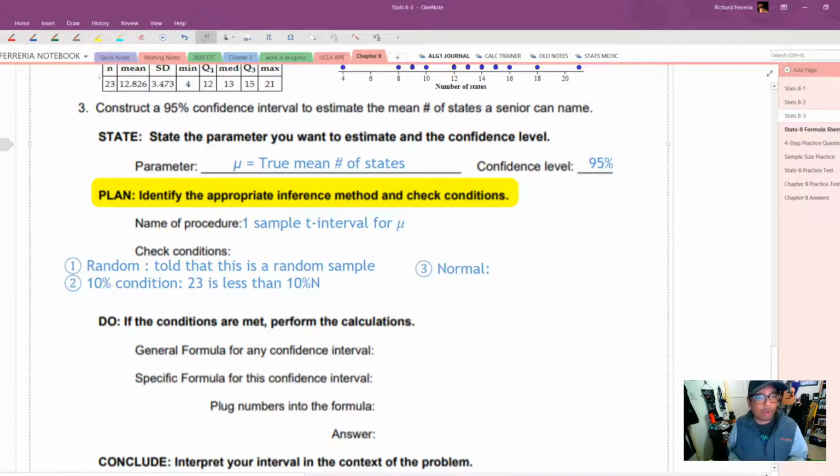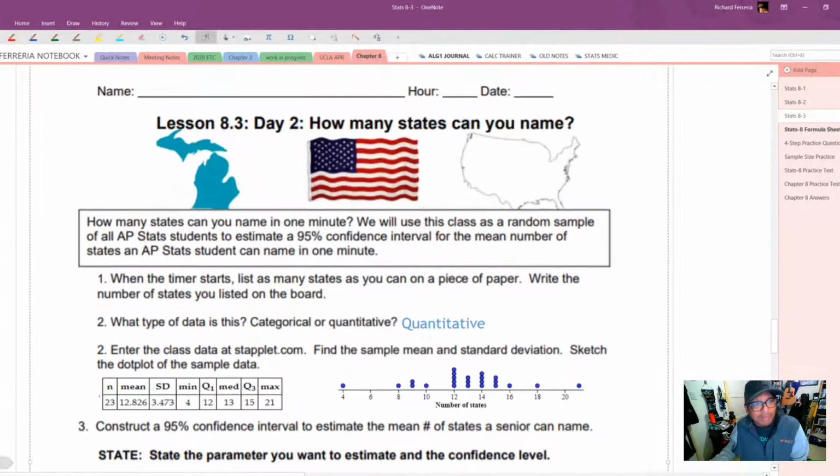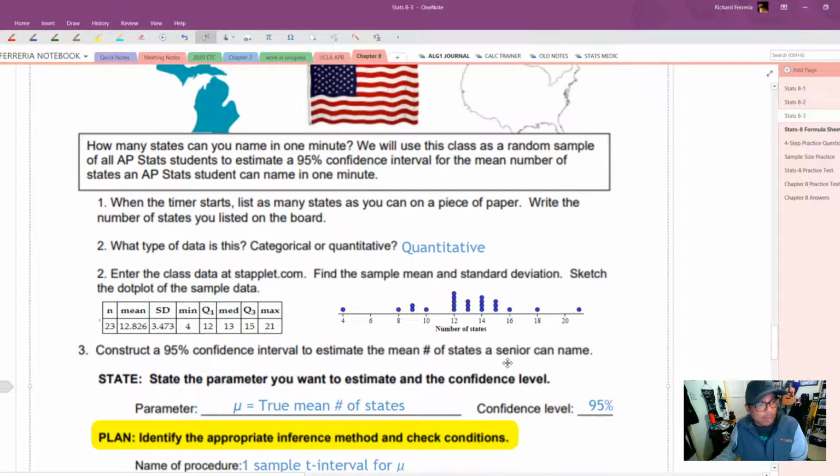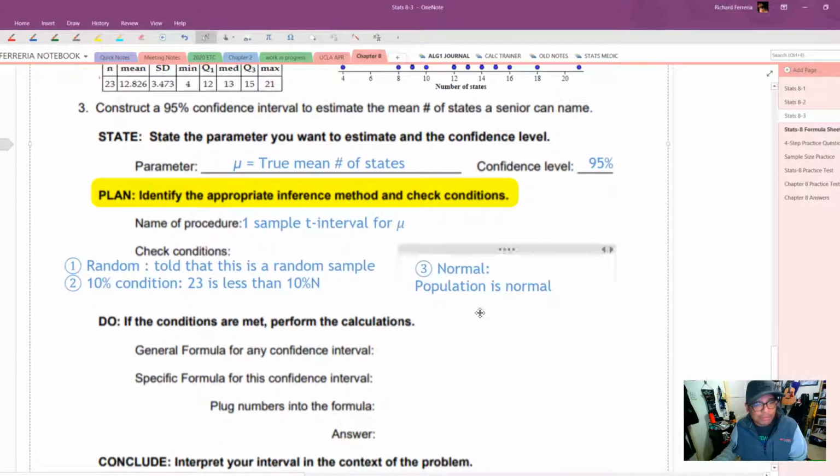Condition number 3 is a normal condition, which we can qualify in a couple of different ways. The first way is if the population is normal. And do we have anything here that says that the population of AP Stats students represents a normal population, or the number of states an AP Stats student can remember is a normal distribution? There's nothing in the question that says it. So that's out. We can't use population as normal.